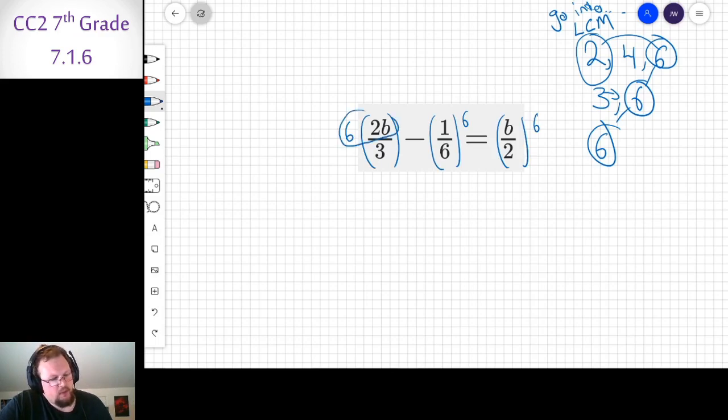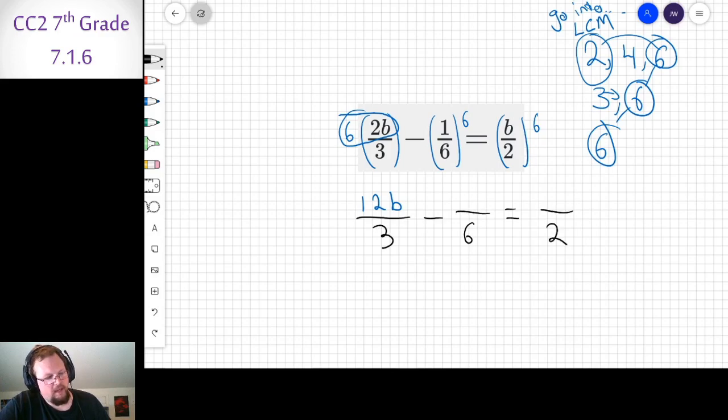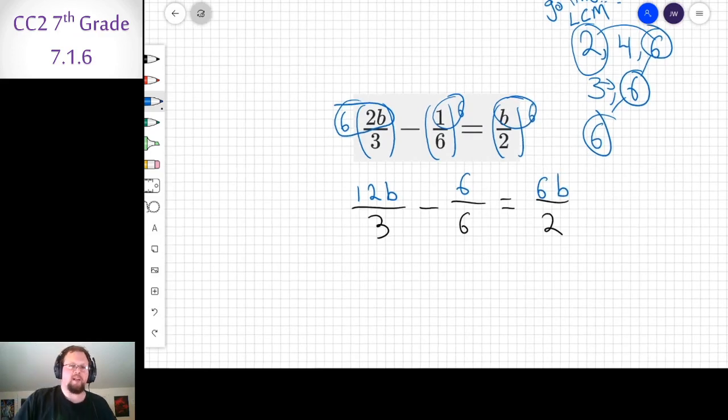6 times 2 is going to give me a 12b over 3. And again, I'm going to keep the original denominators here. I know that there's shortcuts and there's ways to do this a little bit simpler, but I've found that students make a lot less mistakes if they go step by step to figure out each of these pieces. So I've multiplied 6 to everything across the top.